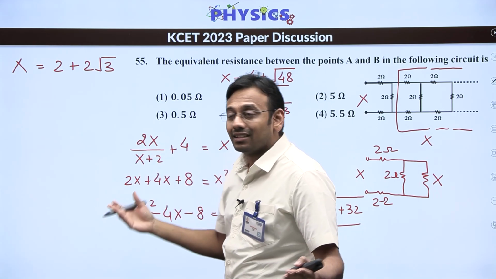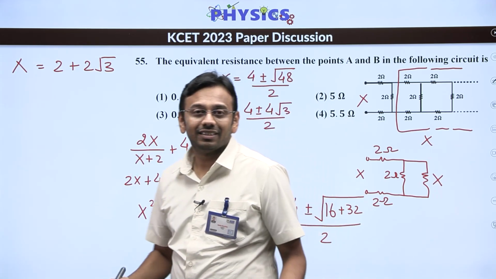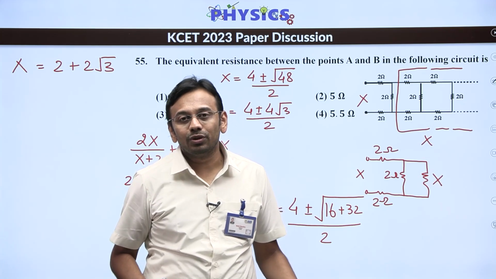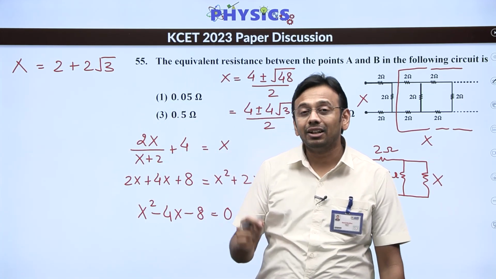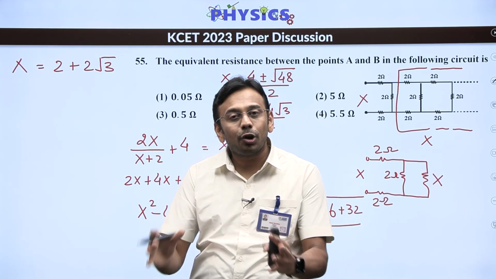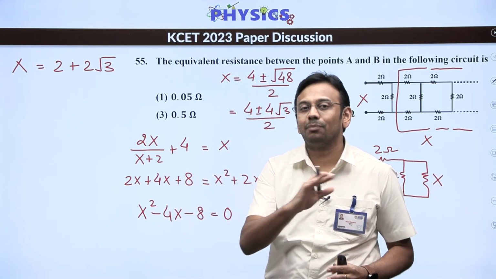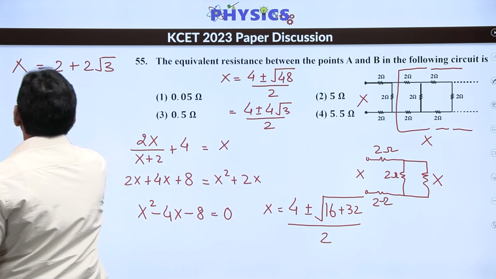Now you will say, sir, there is no such option, right? So what they want you to do is they want you to find the approximate value of this, and that is why the values of root 2, root 3, root 5, these common values we must remember at least approximately. So let's put the values and see.